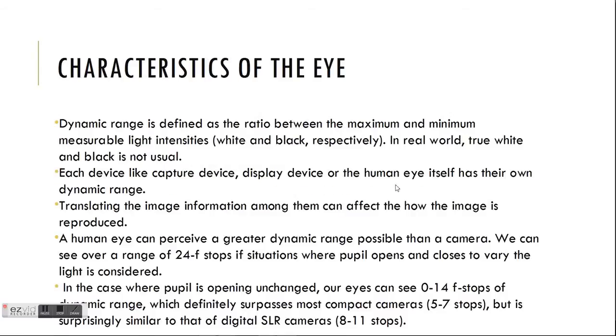To observe the display and these color changes we talked about previously, we make use of our eyes. Let's get some technical insights of our eyes with respect to computer graphics. Human eye is capable of capturing a range of 24 f-stops. However, when the pupil opening is unchanged, it can capture only 0 to 14 f-stops, which is as good as that of certain DSLR cameras.